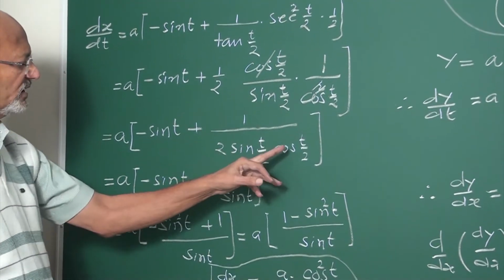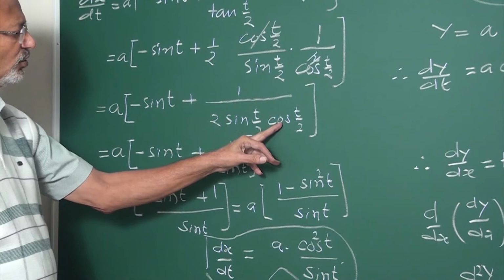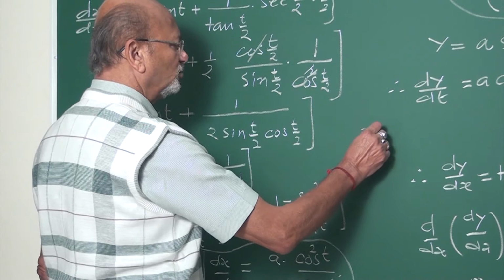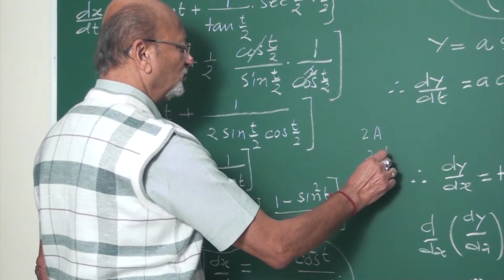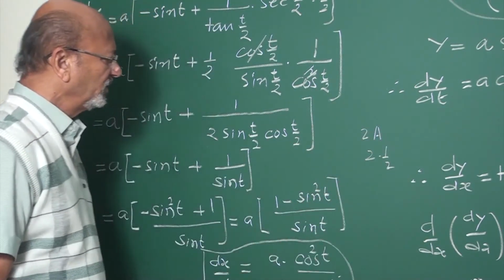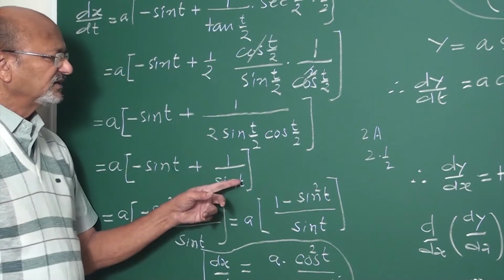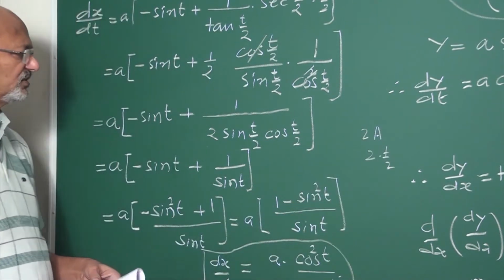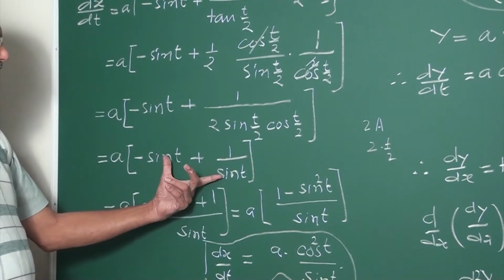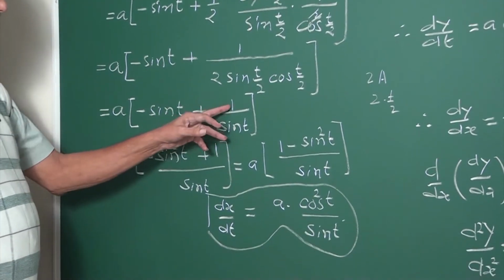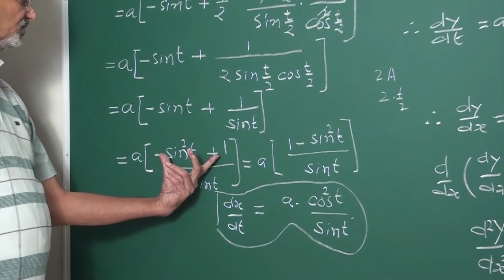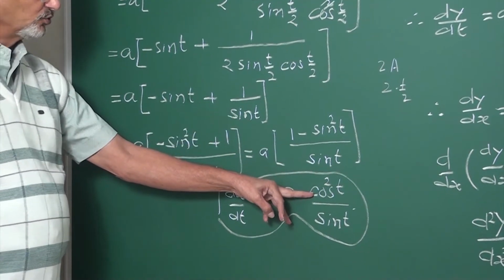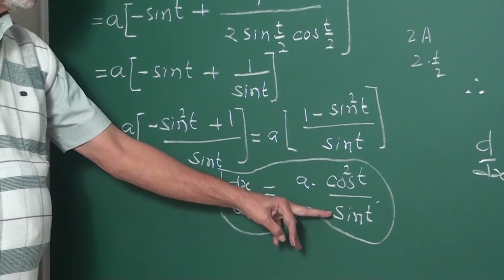What is this? It is 2 sine A cos A. What is 2 sine A cos A? It is sine 2A. Sine 2A means 2 into t by 2, which is t itself. So it is sine t. Cross multiplication: minus sine square t plus 1 upon the LCM. It is 1 minus sine square identity. What is 1 minus sine square? It is cos square. So a into cos square t upon sine t.